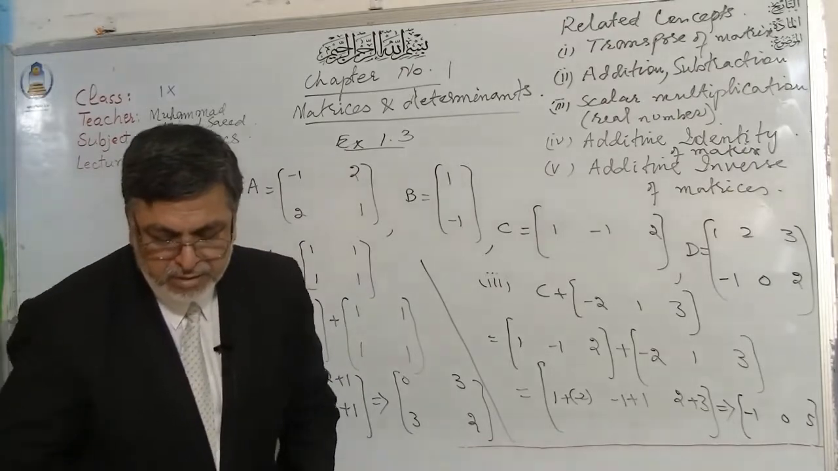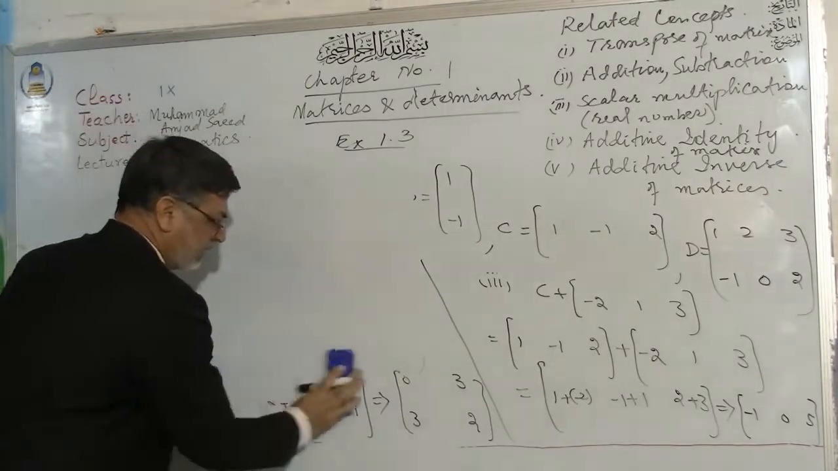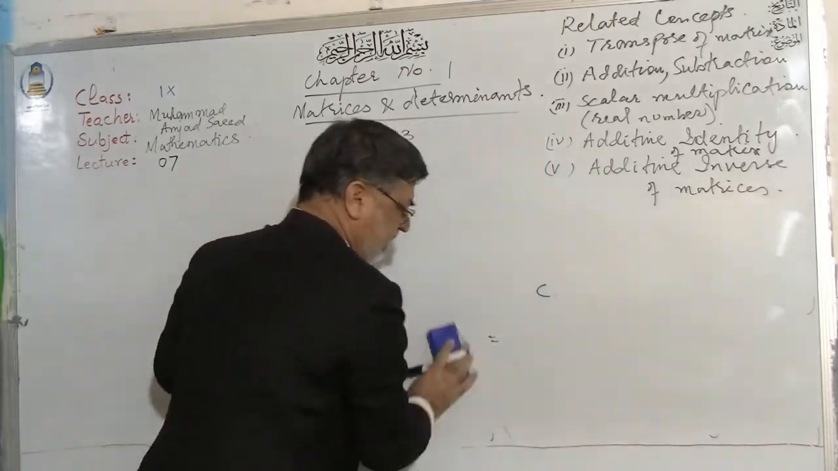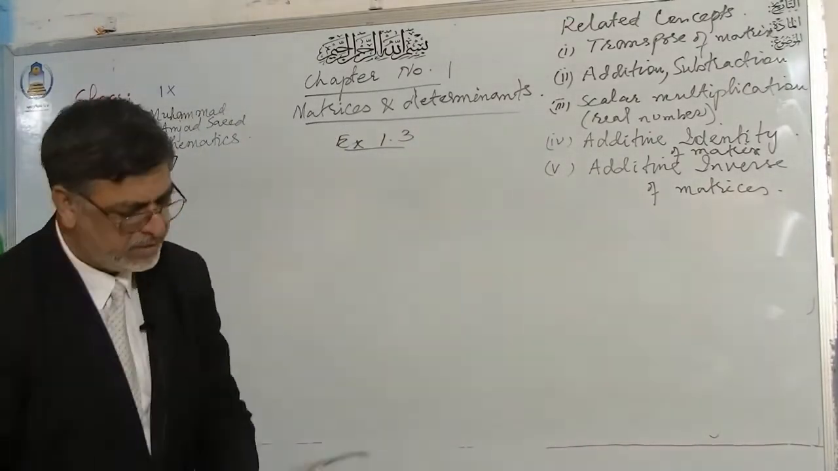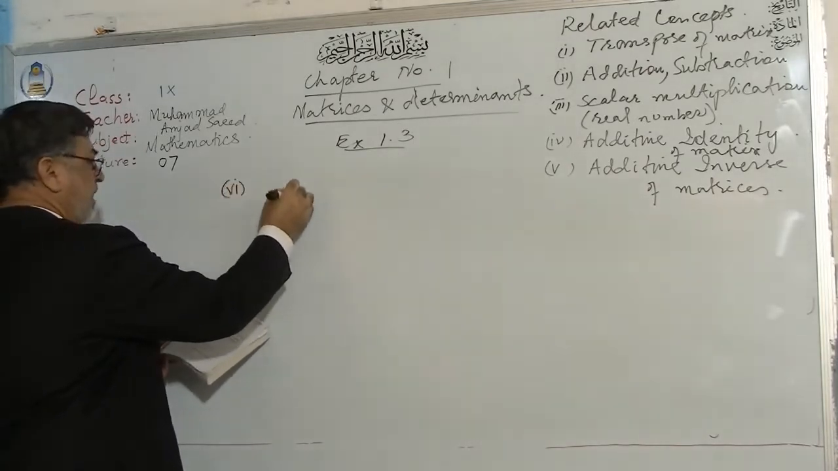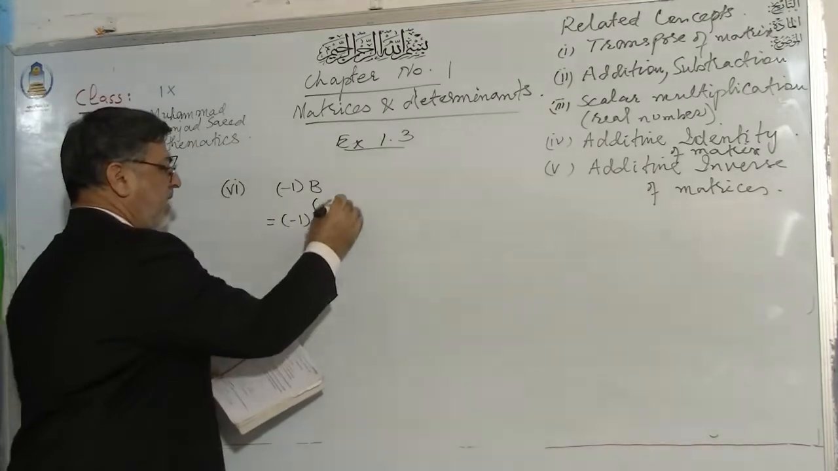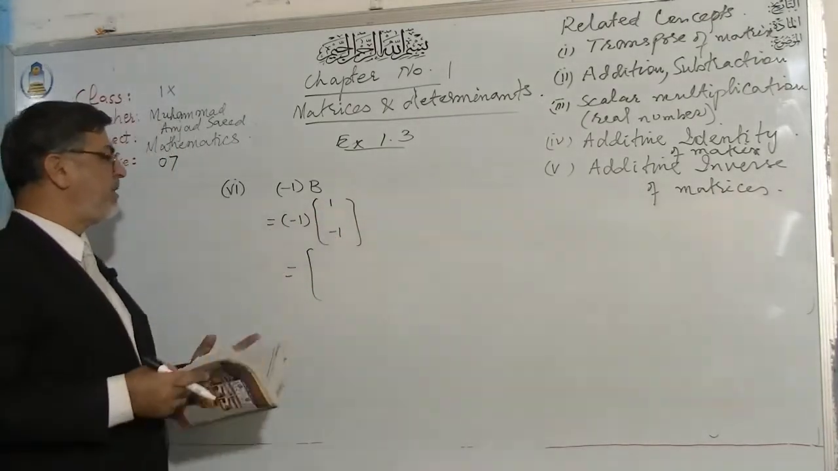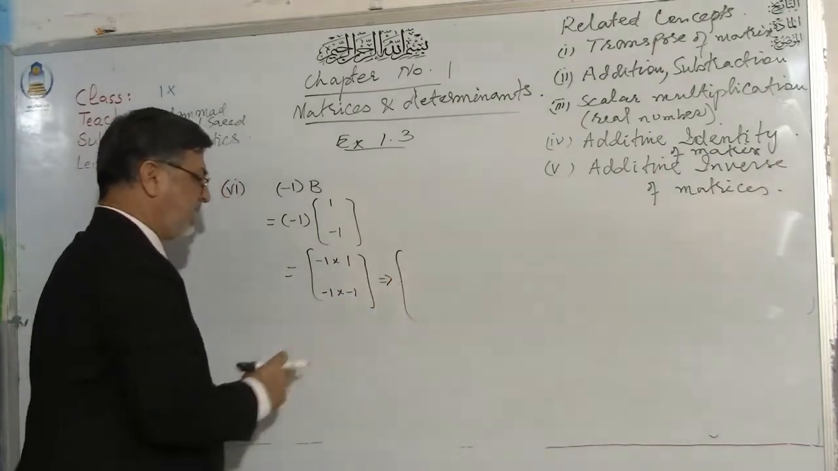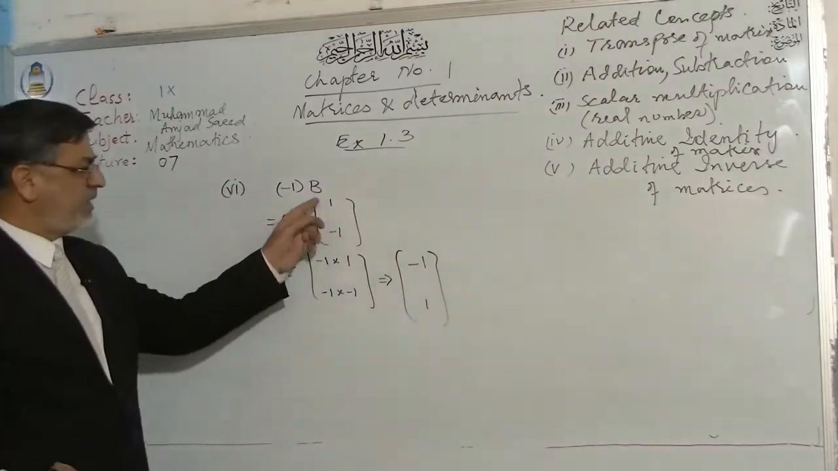After that, we can solve 2a. I have taken this example in fact. So we can write down another one. Here we can have part number 6. Part number 6 says -1 into B. What was B? B is 1 minus 1. So each entry will be multiplied by -1. Here is -1 into 1. -1 into -1 implies that 1. The result is -1 and 1. That is your answer. You simply change the sign and that is your answer.